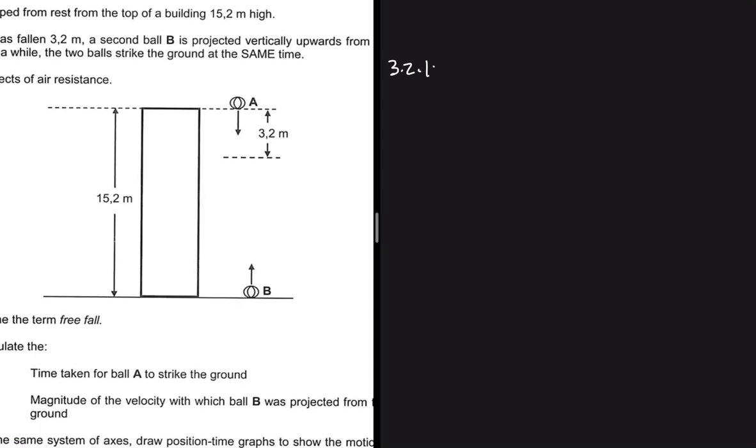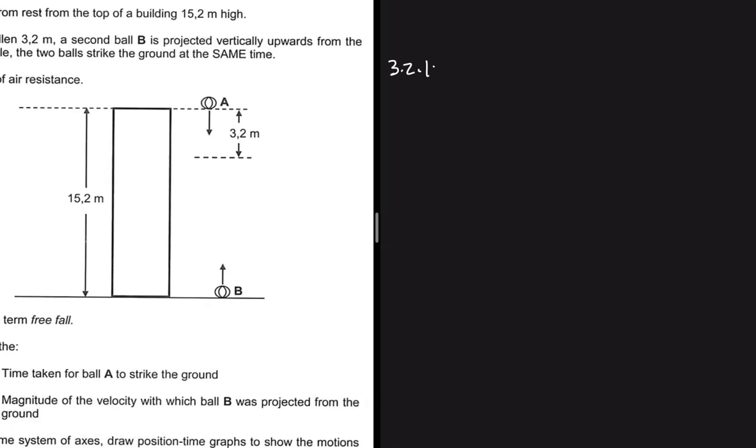So let's look at ball A here. It is released from a height of 15.2 meters above the ground. When it is released, we know fully well that Vi is equal to 0 meters per second. Right, and we have delta Y. So let's take up as positive. If we take up as positive, then delta Y should be equal to minus 15.2 meters when our object strikes the ground. Another piece of information we have is the acceleration, as we always do, minus 9.8 meters per second squared.